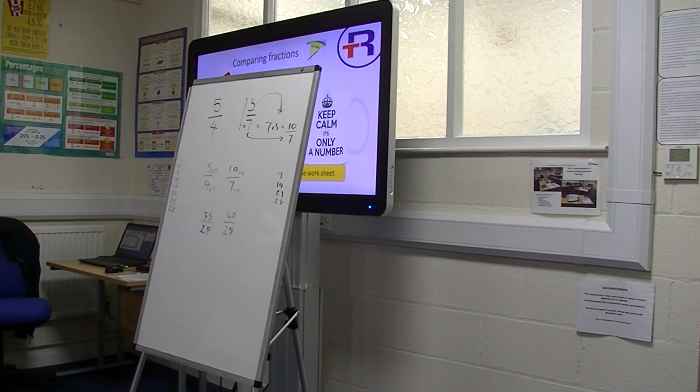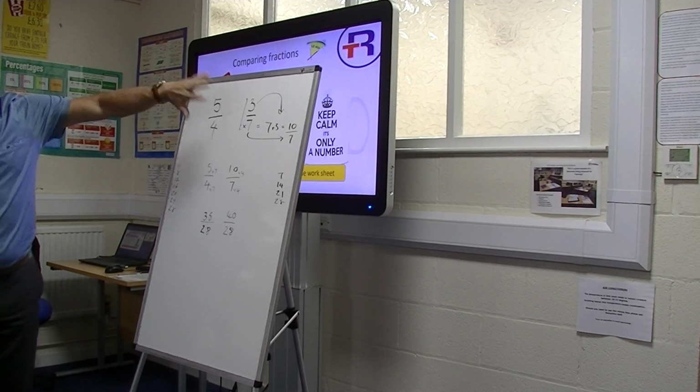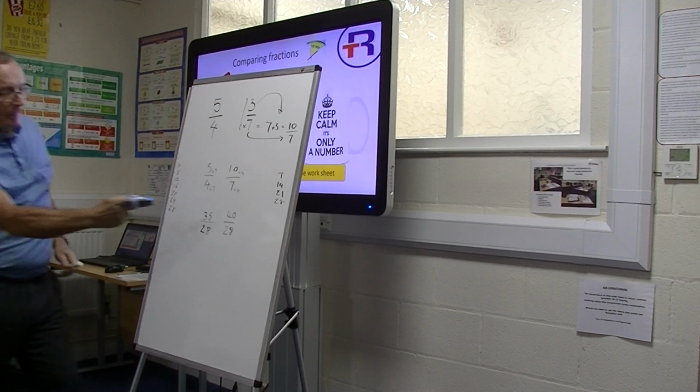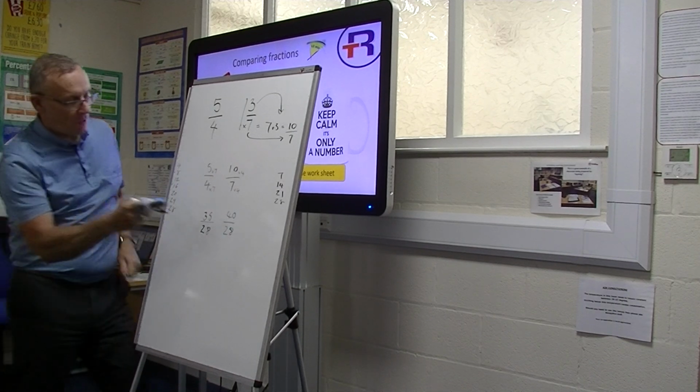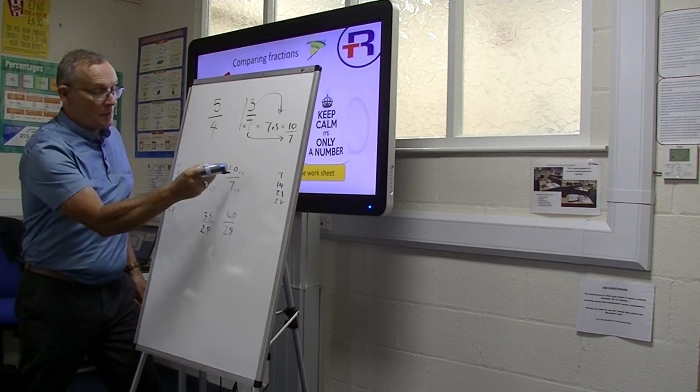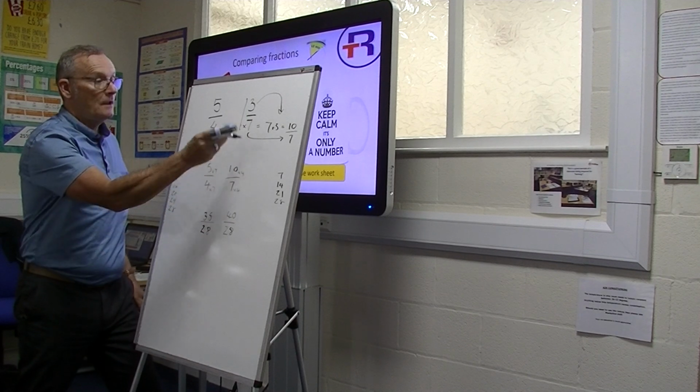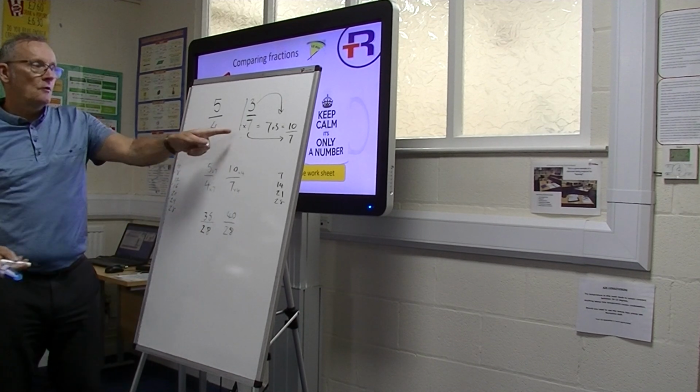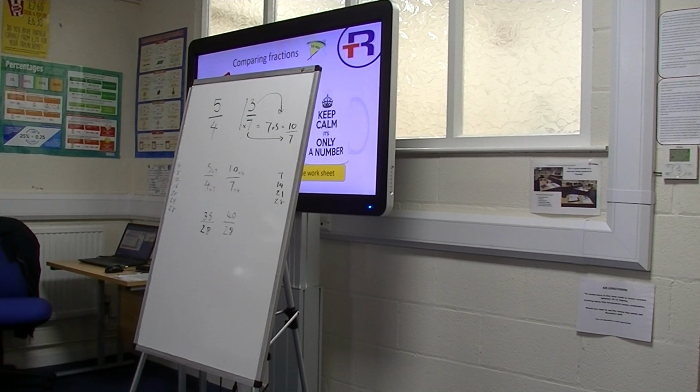Back to the original question. The original question says, which is bigger? Is it 5 over 4 or is it 1 3/7? It's this one, 40 over 28, which was originally this one. So 1 3/7 is the bigger of those two. Does that make sense? Yeah?